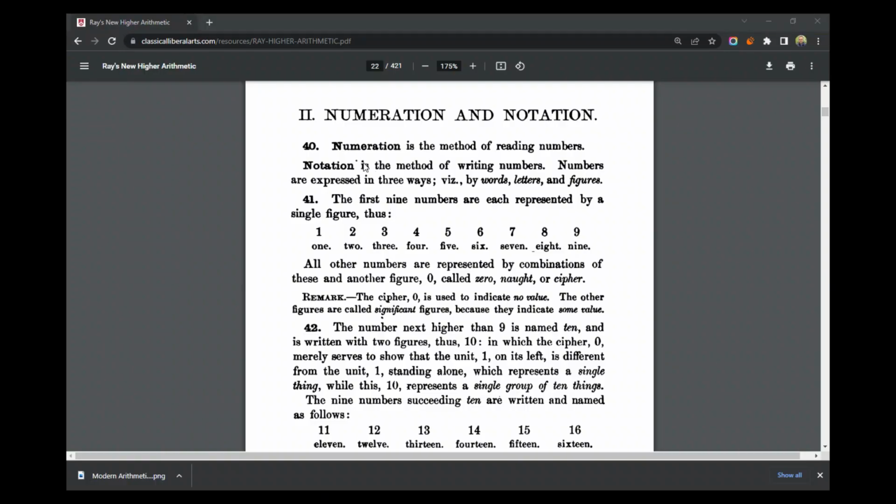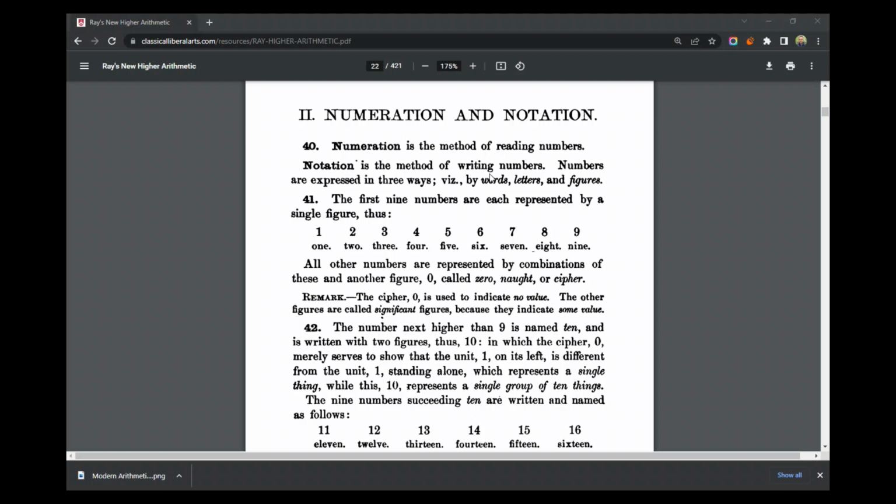All right, so let's take a look at the text. Picking up here at article number 40 up top, we learn that there are two of the fundamental operations of arithmetic that we're going to learn here in article 40. First, numeration, and then notation. Numeration is the method of reading numbers, and notation is the method of writing numbers.